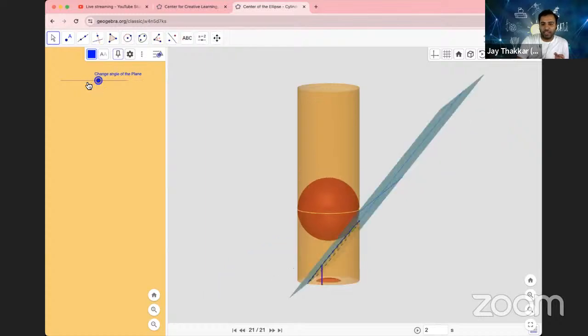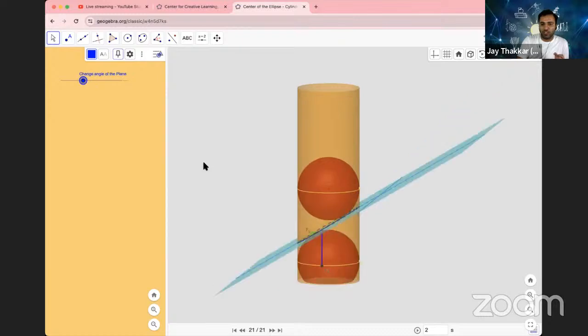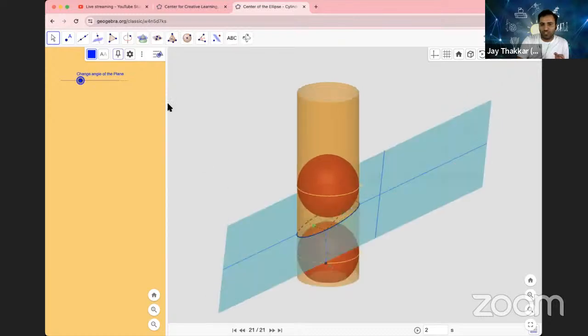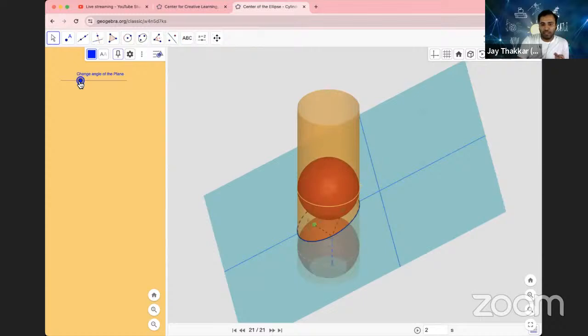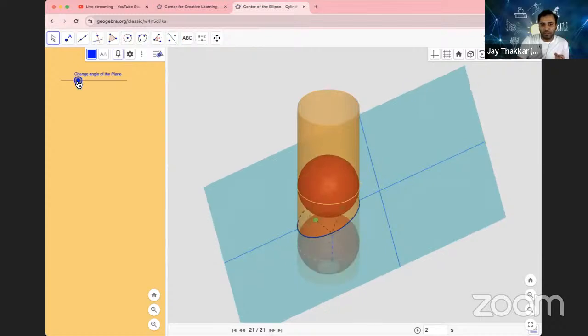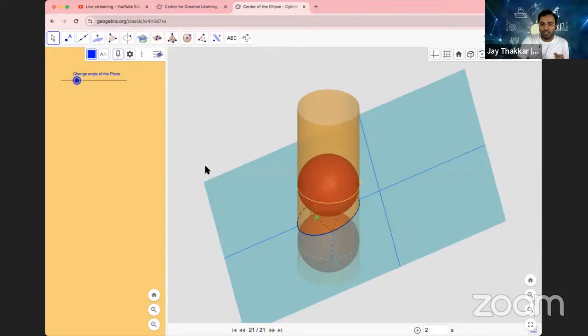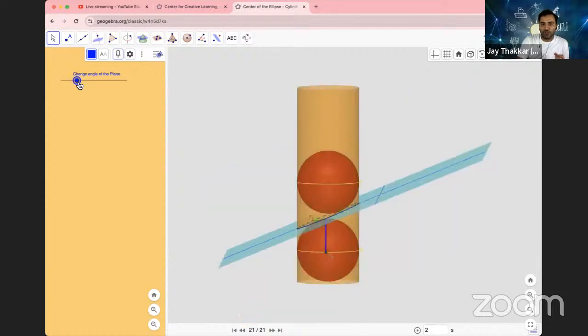In 3D, I am changing just one angle, and you'll be able to see the ellipse is getting changed the moment I make it. So this particular angle is getting smaller and smaller; as it gets smaller, the two focus points will come closer.